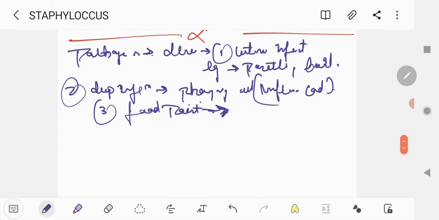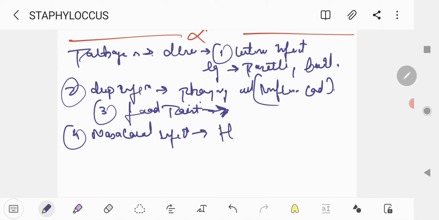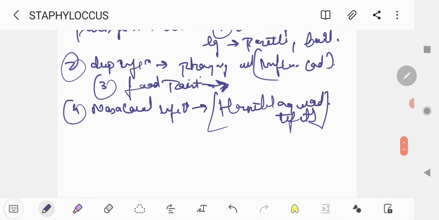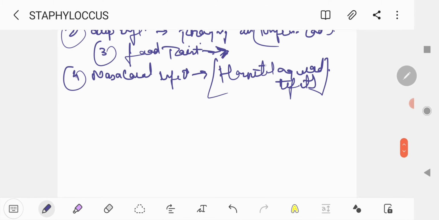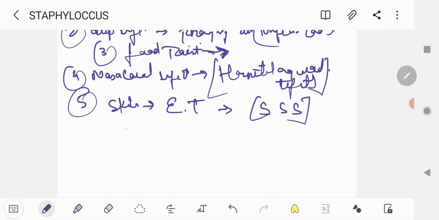food poisoning. And fourth one is nosocomial infection, hospital acquired infection. So basically it is present in all the hospitals, and it is the most common hospital acquired infectious disease. Then fifth one is the skin exfoliating toxin, which I already told you, exfoliating toxin, scalded skin syndrome. Okay, then sixth one is the TSST toxin, which gives toxic shock syndrome.